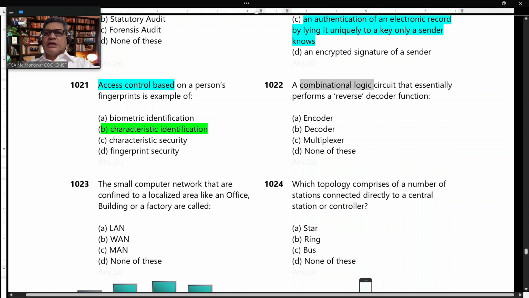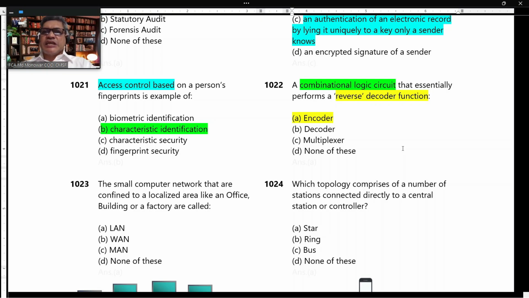Answer B. A conventional logic circuit that essentially performs a reverse decoder function. Reverse decoder function means encoder. Answer A. So the reverse decoder function is an encoder.